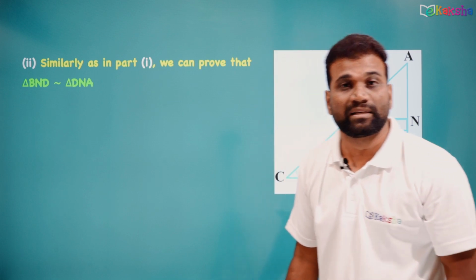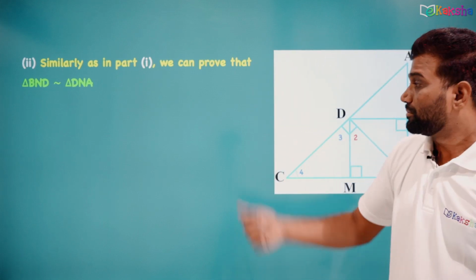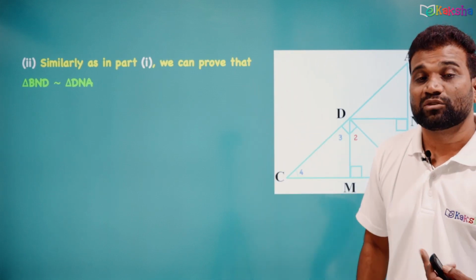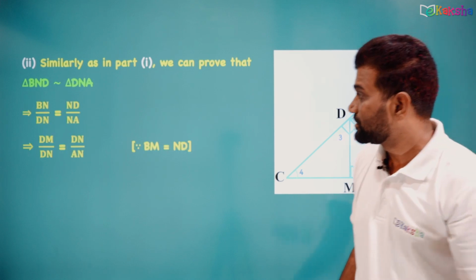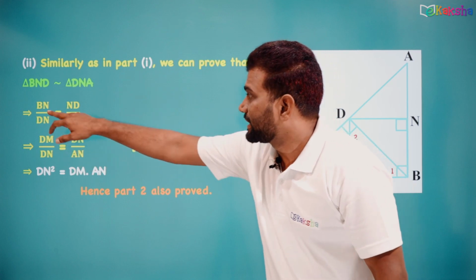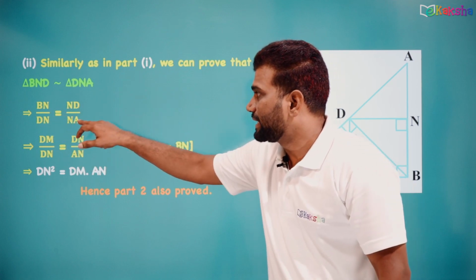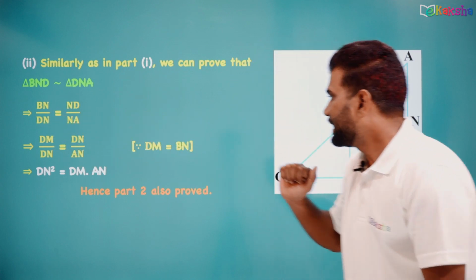When two triangles are similar, by AA similarity you can say, we can further say their corresponding sides are proportional. Here these two triangles are similar, so we can say BN upon DN equals ND upon NA, and again we know.